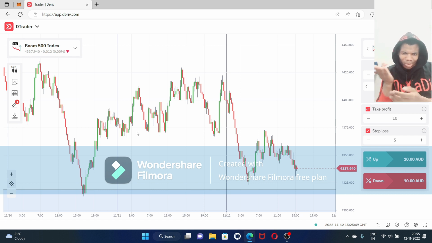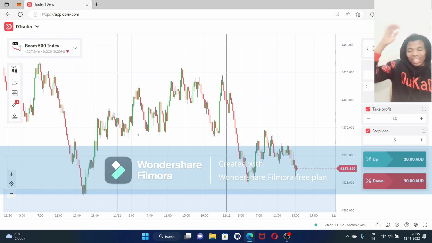So this very low point is called the support. It supports the prices. Falling prices stop, change direction and begin to rise again. That is a support.